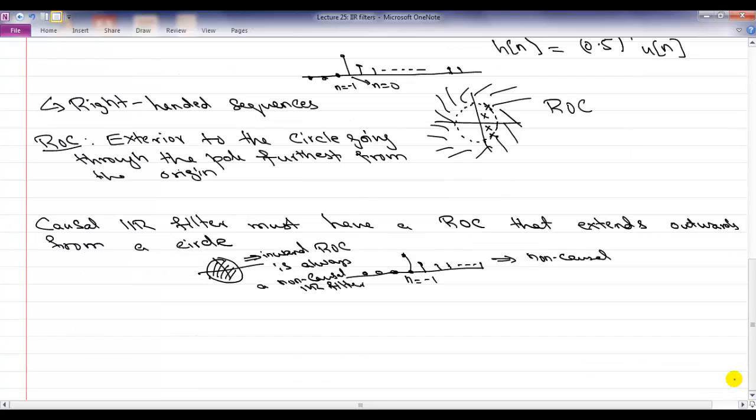Okay, so that's just some information about a causal IIR filter in terms of the Z domain. Now, there is another aspect that we should understand, which is stable IIR filter.